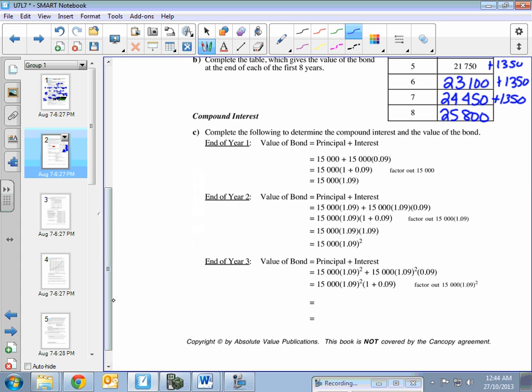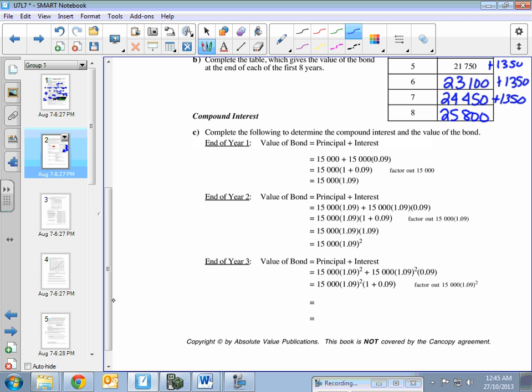Okay, so let's look at compound interest. Complete the following to determine the compound interest and value of the bond. At the end of year one, the thing about compound interest is it just takes a little bit more time to calculate, okay? At the end of year one, you have 15,000, so your principal investment plus your interest. So it's always your principal plus your principal times your interest rate, okay? So I have my principal plus principal times interest rate, I have 15,000 in both.